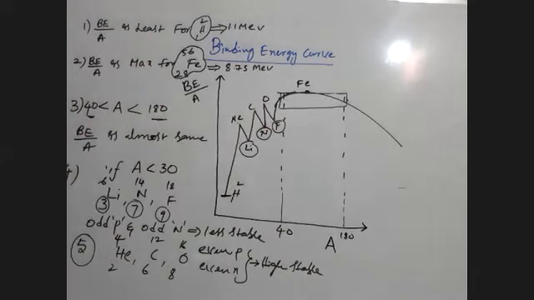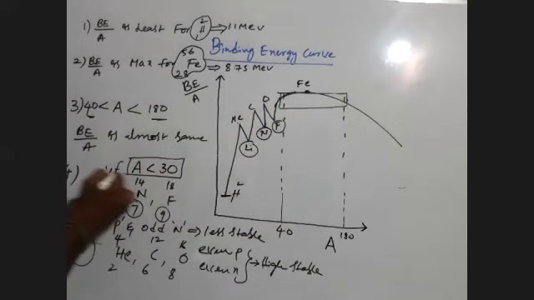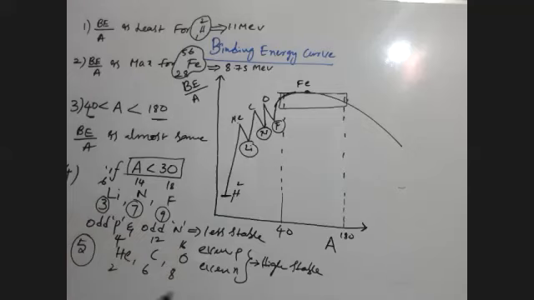And the next one: if mass number is less than 30, the stability will depend upon the odd or even combination of protons or neutrons. That is, if odd protons and odd neutrons are there, they are less stable. If even protons and neutrons are there, they are highly stable.